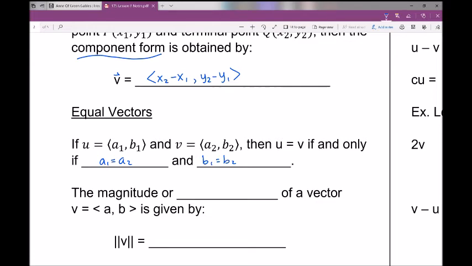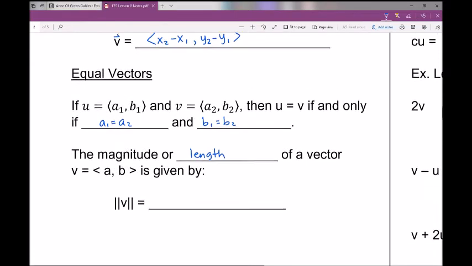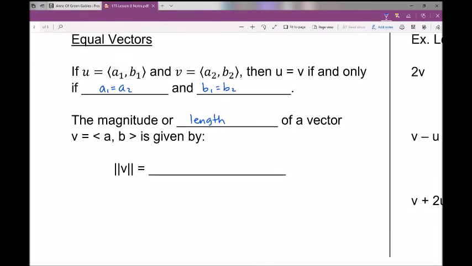The magnitude, or the length of a vector, is given by, and we usually write this in a double absolute value, ‖v‖. So the length of a vector v is the square root of a squared plus b squared. And yes, this should look a little familiar.